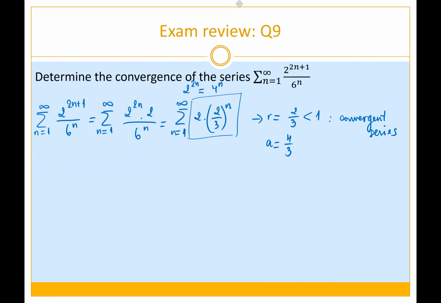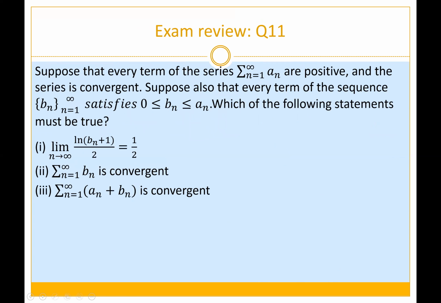So we'll say, is there any questions so far? Yeah, it's going to be 4 over 3, 1 minus 2 over 3, which is going to give us 4. Yeah, that's right. The sum is equal to 4. Let's go to the next questions if no one is struggling here. So question 11.